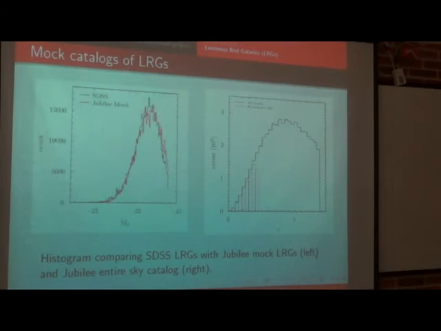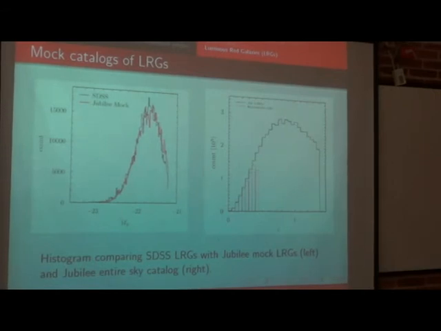So in order to get an idea whether it works, we make a direct comparison between SDSS LRGs and the Jubilee MOG. This is basically the way the MOG has been constructed, by comparison with observational data. And then we can extend this MOG to a higher redshift and hope that it works more or less well. This is only a very small part, basically the part where we can compare directly with observations, and then the extension goes to higher and higher redshift.